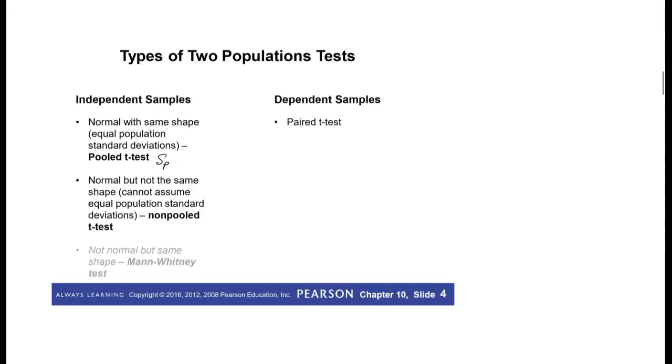Now, what if they're not the same shape? What if we cannot assume equal population standard deviations? Then we do what's called a non-pooled test. And you will see when we go through it, in the non-pooled test, we do not find S sub p. We actually use the two individual sample standard deviations within our problem. The difference, one of the main differences between the two is calculating our degrees of freedom.